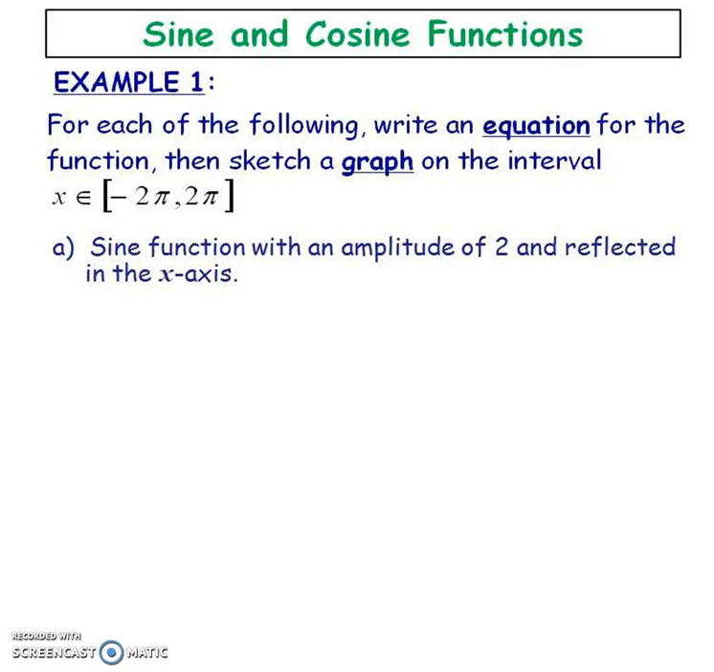Here are some examples from 5.1. Example number 1. For each of the following, write an equation for the function, then sketch a graph on the interval of x belongs to negative 2 pi all the way to positive 2 pi.